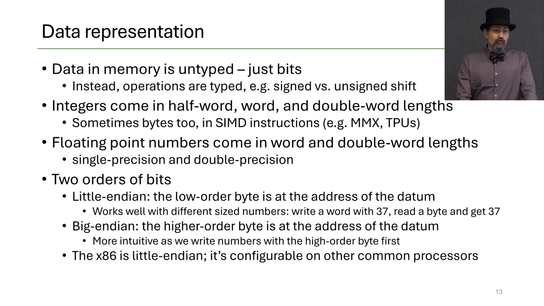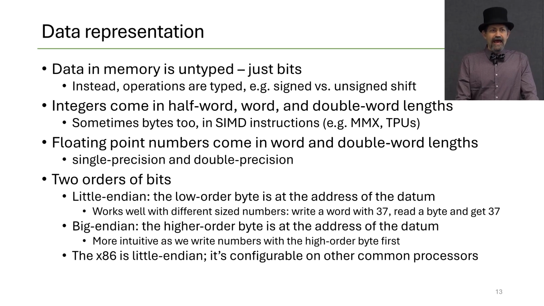There are two ways that we can store integers, little-endian and big-endian. And it affects the way the bytes are laid out within a word. So in a little-endian representation, the low-order byte is at the address of the data. So if we have a piece of data at address 16, then the low-order byte will be at address 16. And then address 17 will be the next byte, address 18 will be the next byte, address 19 will be the last of the 4 bytes.